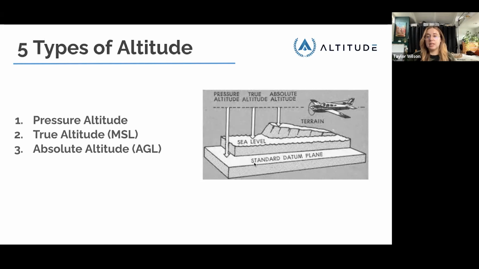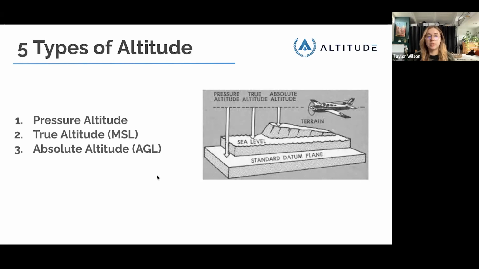Now, this is going to be how your aircraft feels like it's flying. And that's because our air pressure changes for a lot of different reasons. And that's where we get that number in the last slide to help us calculate the pressure altitude. But it's basically going to be what our altitude is above this theoretical plane.